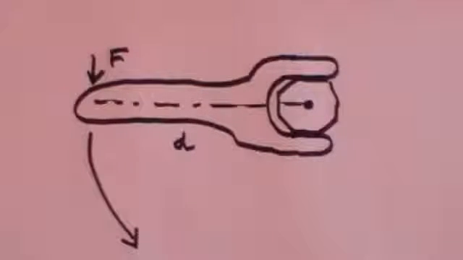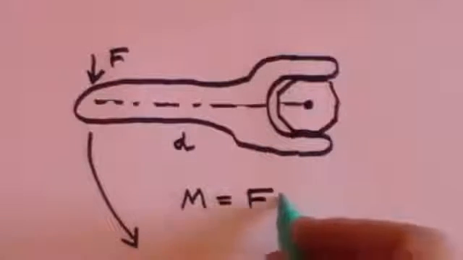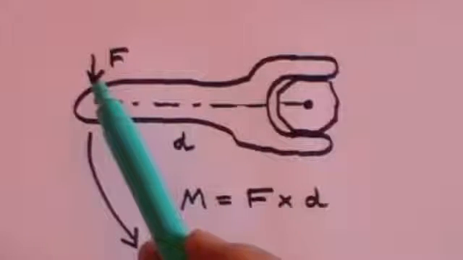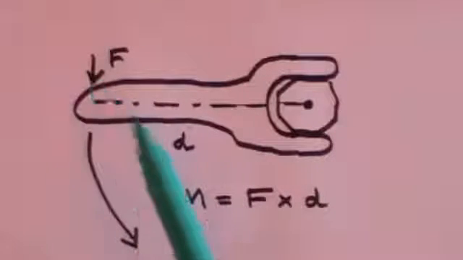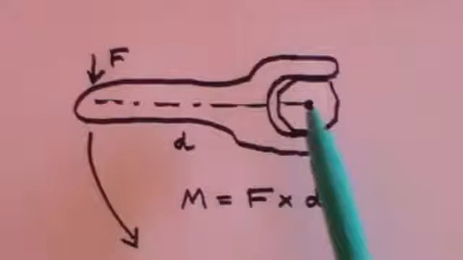And what we say is that the moment of the force that is applied to that nut, the moment of the force, is a product of the force times the distance. So it's a product of the force you apply to the end of the spanner multiplied by the distance of the force from the turning point.